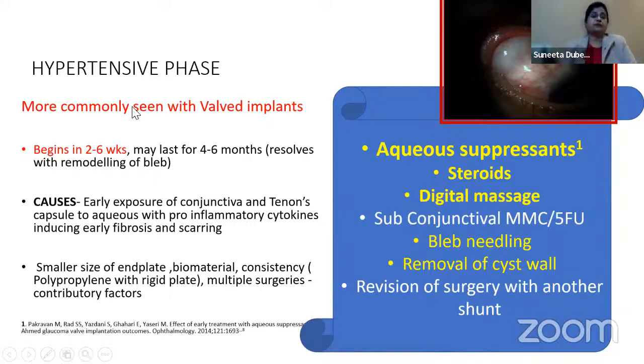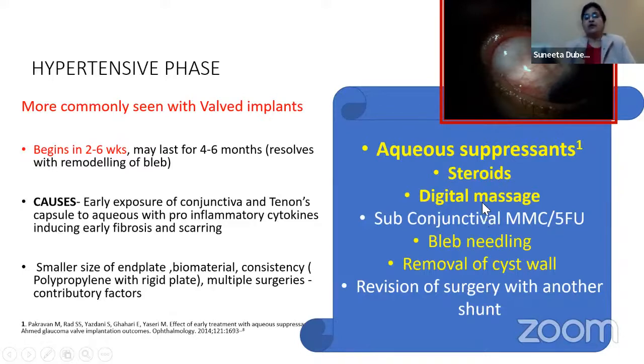Valve implants are associated with a hypertensive phase, and it begins as early as 2 to 6 weeks and may last for 4 to 6 months and resolves with remodeling of the bleb. And as we know, the cause of this hypertensive phase in valved implants is early exposure of conjunctiva and Tenon's capsule to aqueous with pro-inflammatory cytokines, inducing early fibrosis and scarring. And there can be other factors too, like multiple surgeries or the smaller size of the end plate or polypropylene rigid plate. So aqueous suppressants are now widely prescribed to prevent the hypertensive phase.